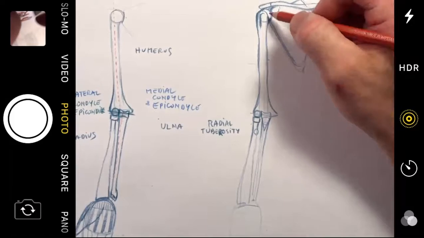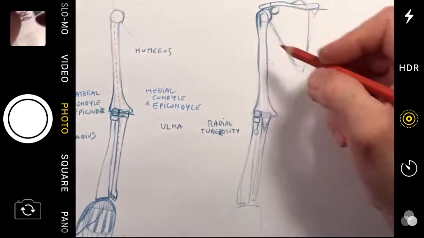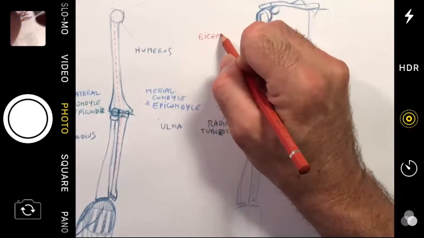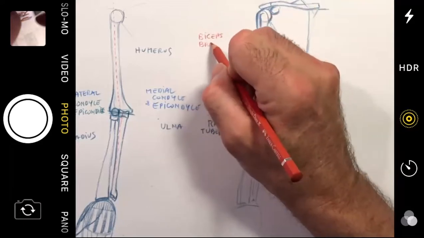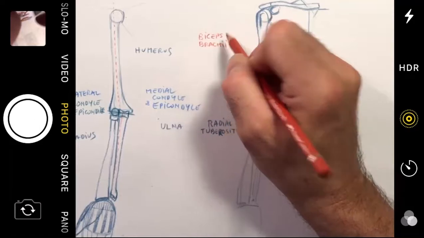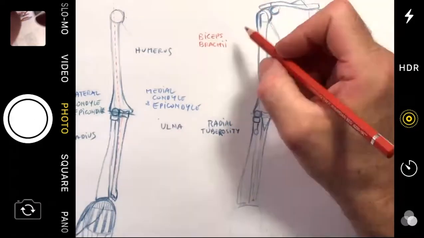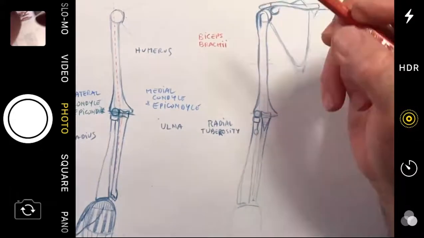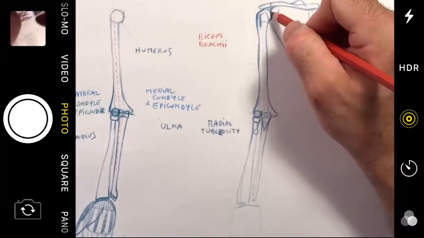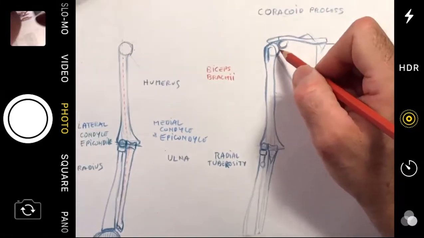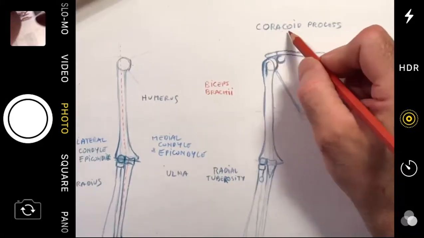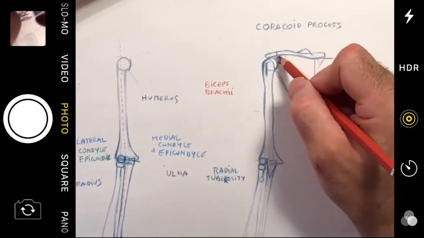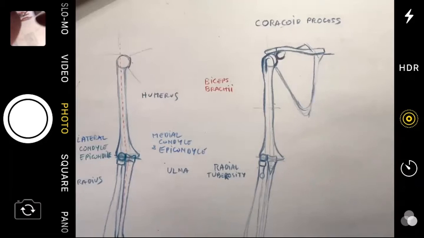So the biceps brachii has two heads. Bicep means two heads, right? Two-headed. One starts from the coracoid process. I mentioned the coracoid process here. Coracoid process here. I'm going to show you what this is, right? Because I had a skeleton.